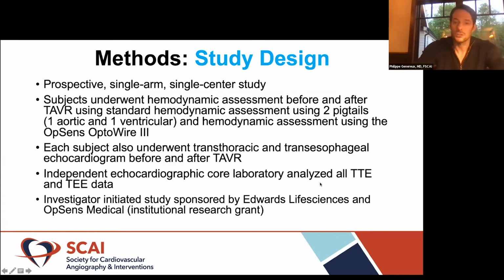What we did was in one center, at Morristown Medical Center. We took 20 consecutive TAVR patients, and all 20 patients had, before the TAVR, a TTE, a TEE, and a two pigtail assessment for the gradient, with the OpSens wire also, and we repeated after. So we did a lot of measurements before and after, all in the same setup during the TAVR, and we had a core lab assessing the results.